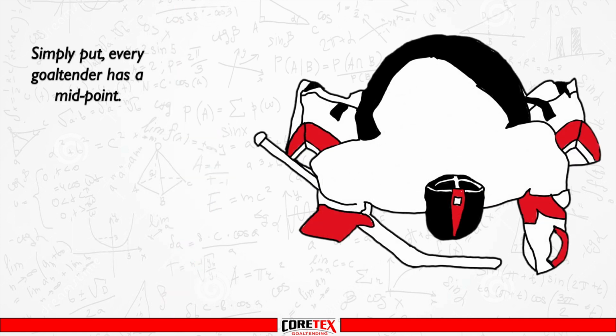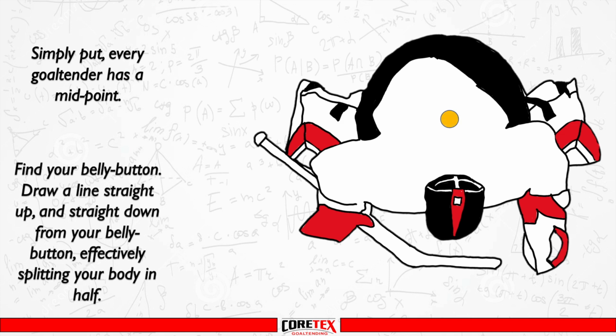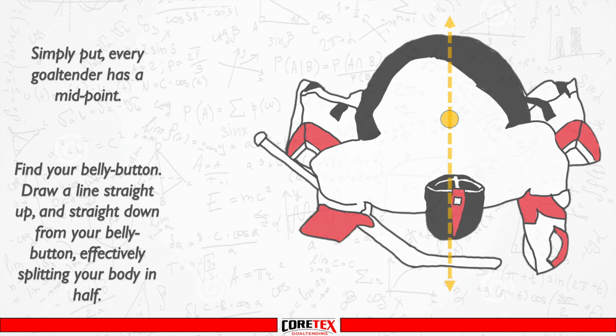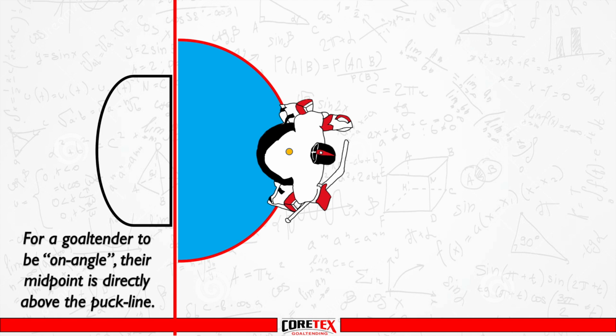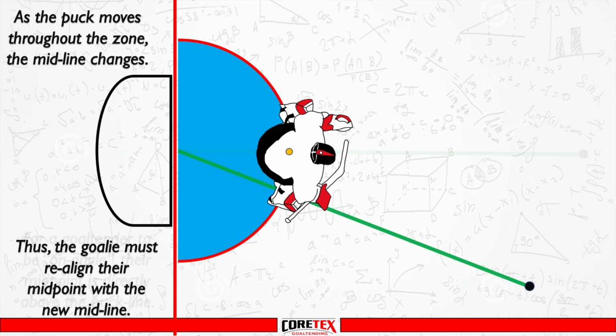If we call that the midline, every goaltender is also going to have a midpoint. If you find your belly button and you draw a line straight up and straight down from there, where those lines are radiating from is going to be the midpoint of your body. You can see our demo goalie here has that orange midpoint, and for a goalie to be on angle, it means that their midpoint is directly lined up with the midline, that puck line.